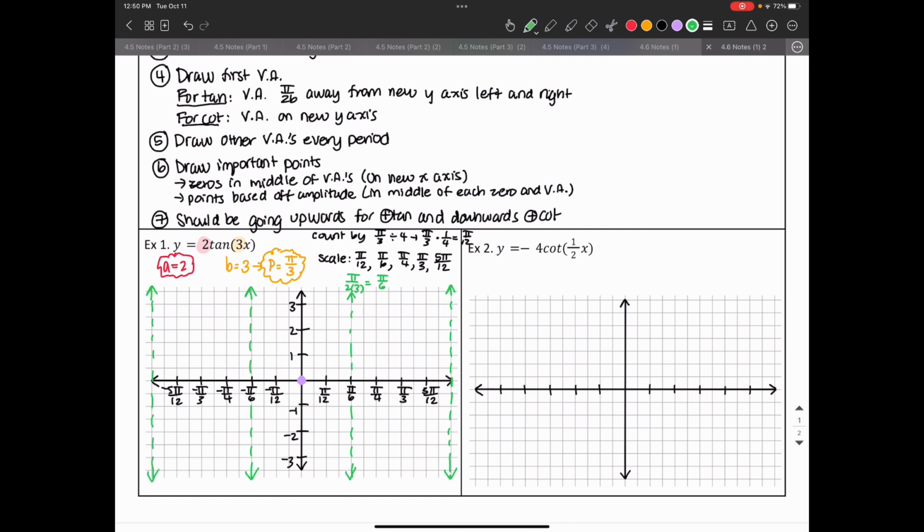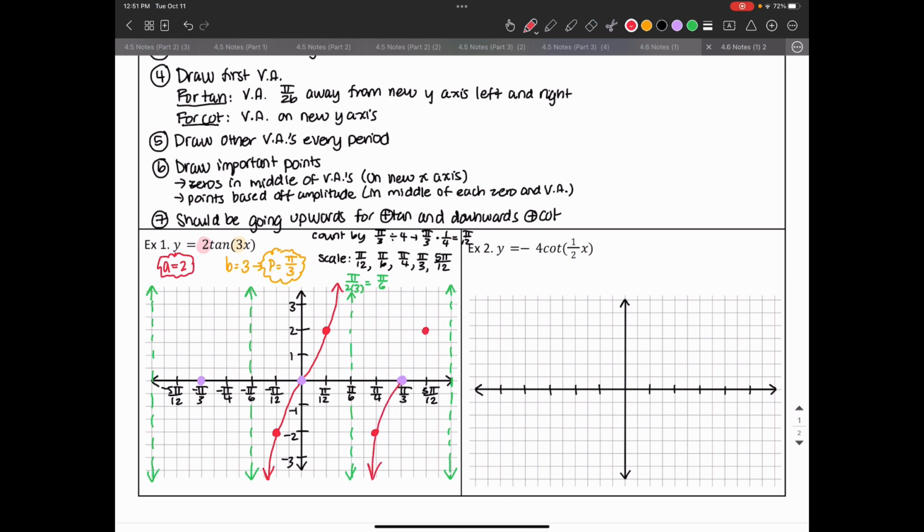And now I'm going to put in the important points. In the middle of 2 vertical asymptotes is going to be an x-intercept. So I'm going to put those in where they belong. And then I'm going to put in the other important points. This is tangent, so it should be going upwards as I go left to right. The amplitude is 2. So in the middle of here and here, I have at -2 a point. So that it will be going upwards, because in between here and here, I should have a point at +2. As I go to the left, I'm getting closer and closer to the vertical asymptote on the left. And as I go to the right, I'm getting closer and closer to the vertical asymptote on the right. I should also have a point here and a point here.